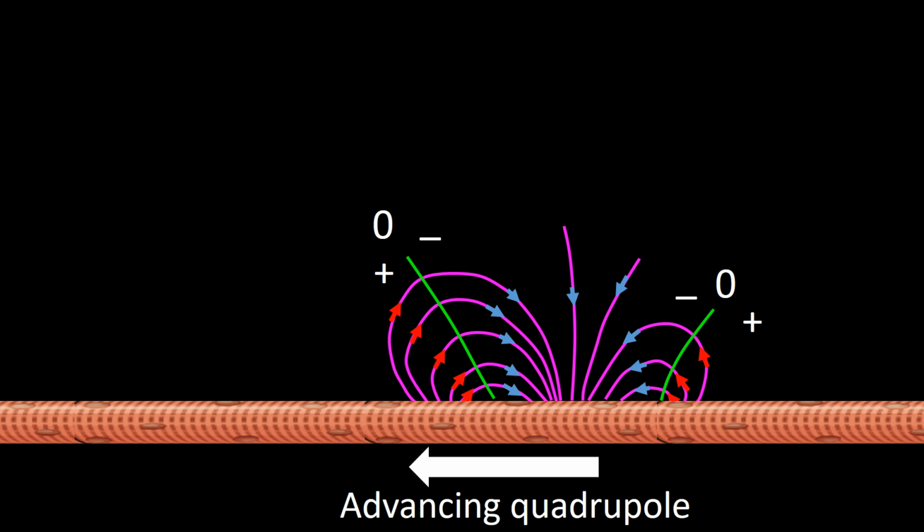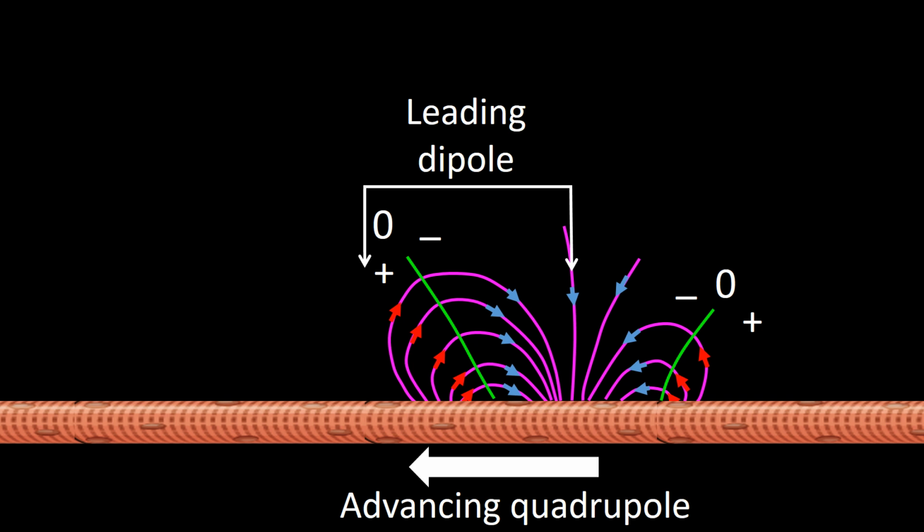This figure represents an advancing quadrupole in a muscle fiber. The red and blue arrows indicate sodium ion. The arrows' heads point to the direction of the flow of sodium ion. We know that the quadrupole is advancing and the direction of the advance because the leading dipole is bigger than the trailing dipole.